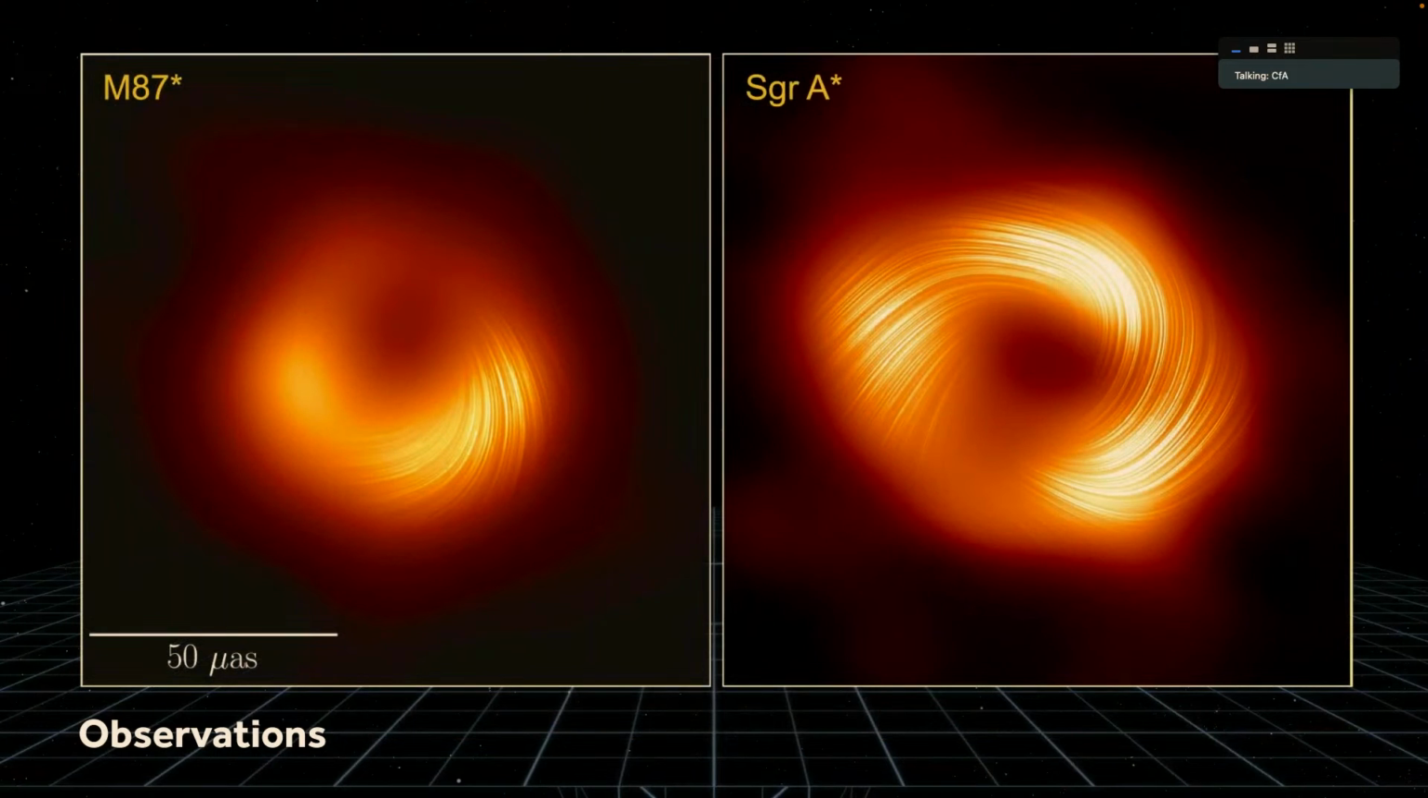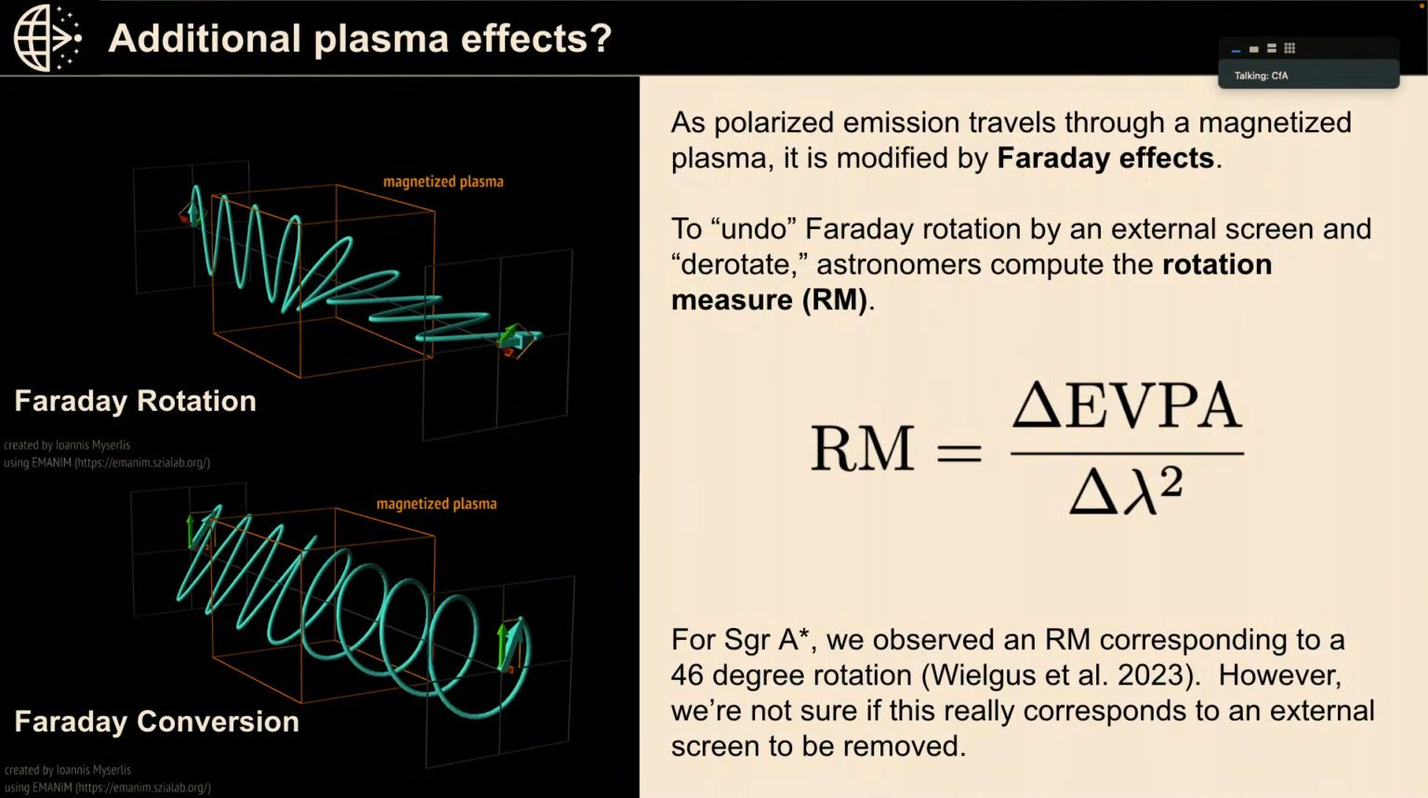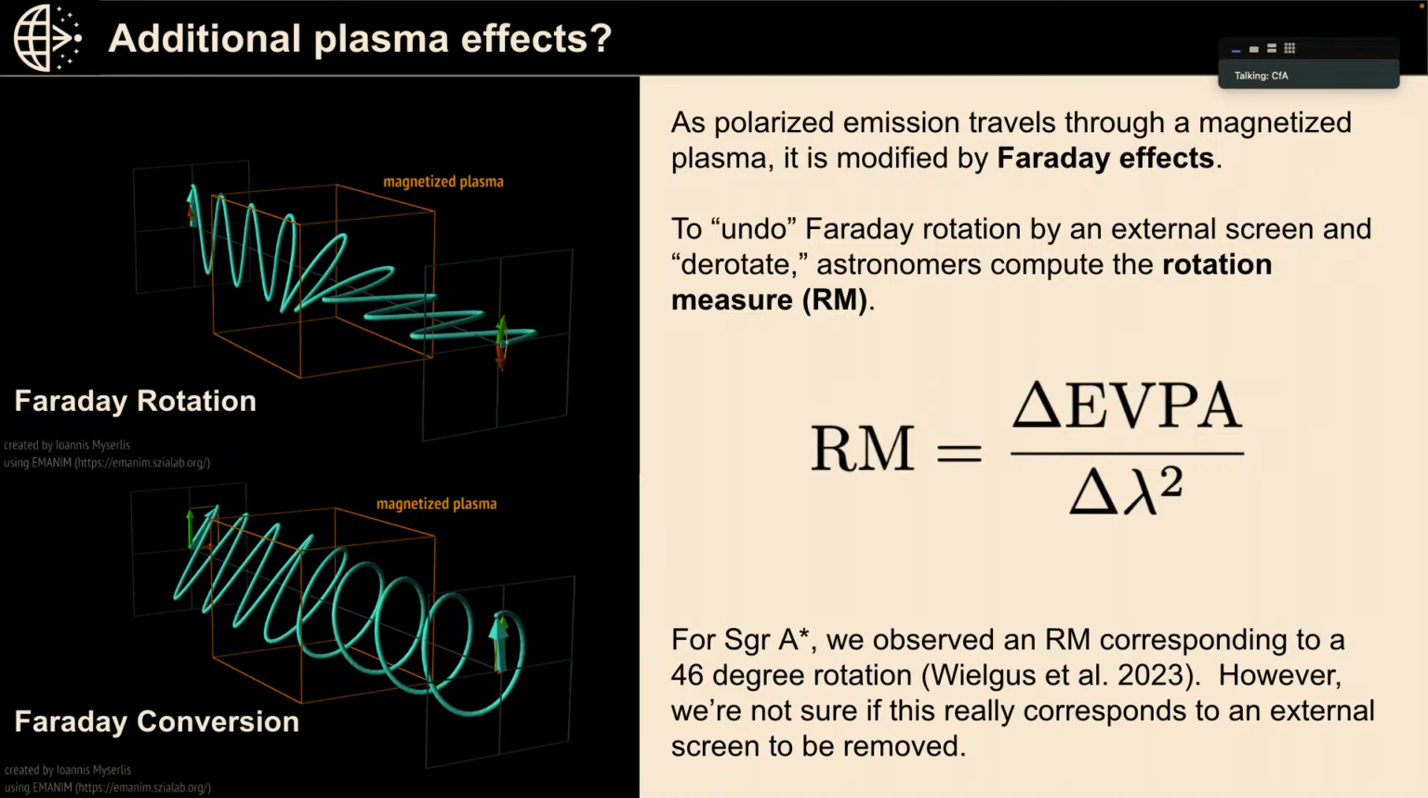Now that we have these two images, M87 and Sagittarius A star, it's important for us to compare and contrast the two. And we're finding that we have sweeping, symmetric polarization patterns in both, implying strong magnetic fields for both of these black holes, which we're wondering may now be universal. But perhaps you were worried when I said additional plasma effects, and we theorists are worried about this as well. By additional plasma effects, I mean Faraday effects.